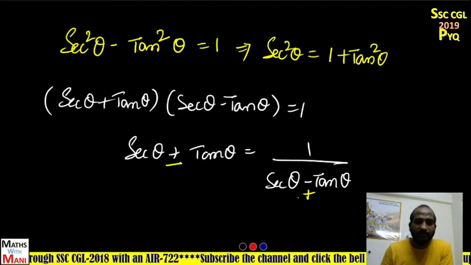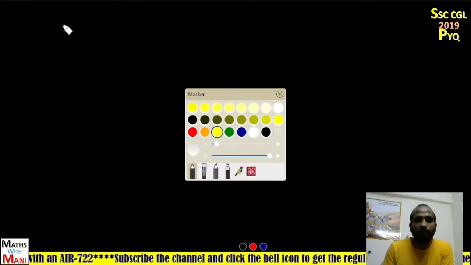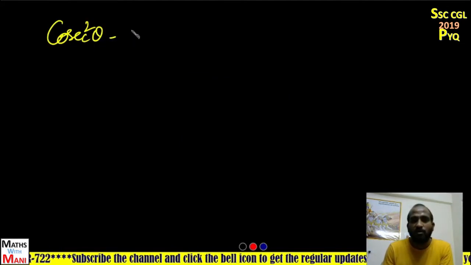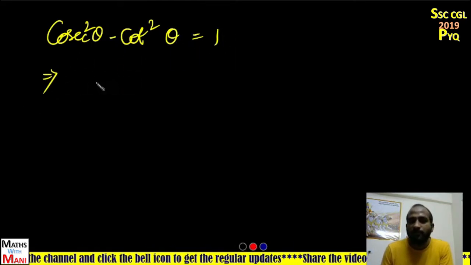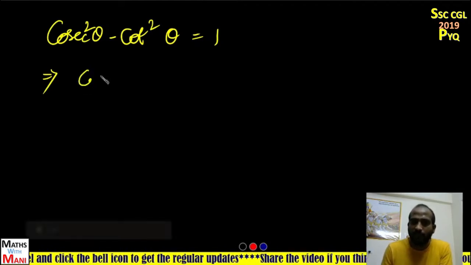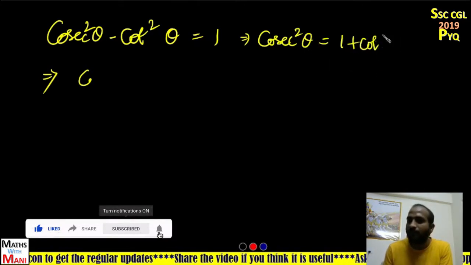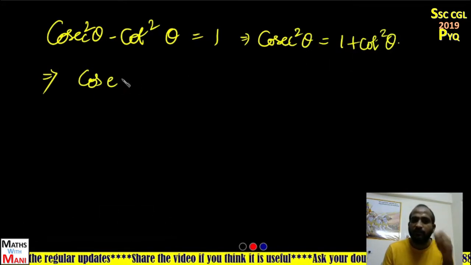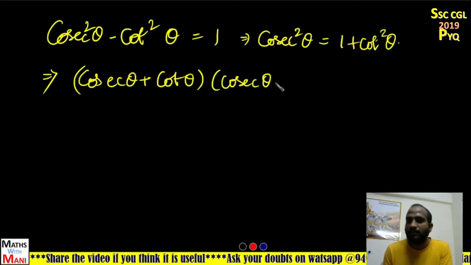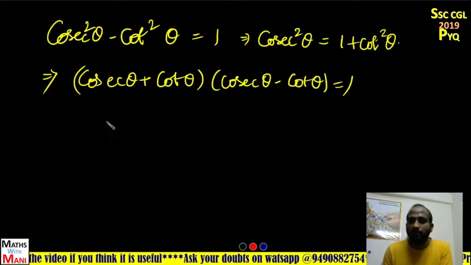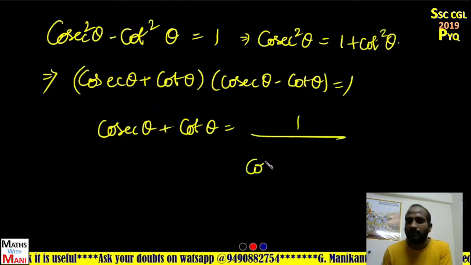And some other formulas, like another identity. What is the third identity we have? We have cosecant square theta minus cot square theta is equal to 1. This implies a square minus b square equal to 1 means (a plus b) into (a minus b). Same here, I can write cosecant square theta equal to 1 plus cot square theta. And also, a square minus b square means cosecant theta plus cot theta into cosecant theta minus cot theta equal to 1. So what is the value of cosecant theta plus cot theta? 1 by cosecant theta minus cot theta.